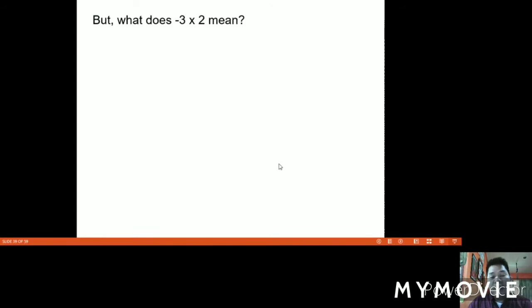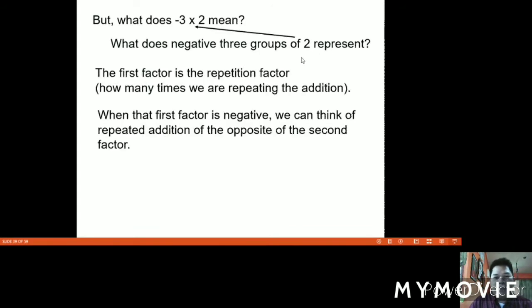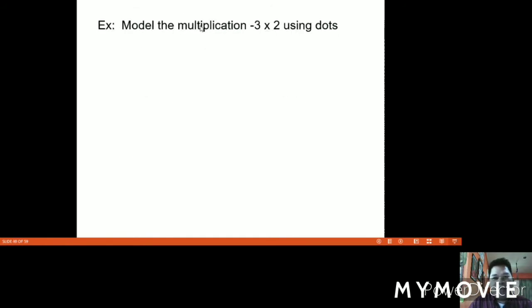But what does negative 3 times 2 mean? What does negative 3 groups of 2 represent? The first factor is the repetition factor. How many times are we repeating the addition? Here, 3 is the first factor. When that first factor is negative, we can think of repeated addition of the opposite of the second factor. So it is negative 3. Therefore, we are going to multiply 3 times the opposite of positive 2. It becomes negative 2.